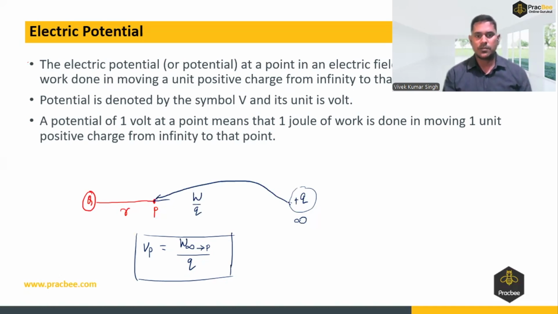So we assume that the potential at infinity is 0. Potential is measured in volt, and a potential of 1 volt at a point means 1 joule of work is done in moving a unit positive charge from infinity to that point.